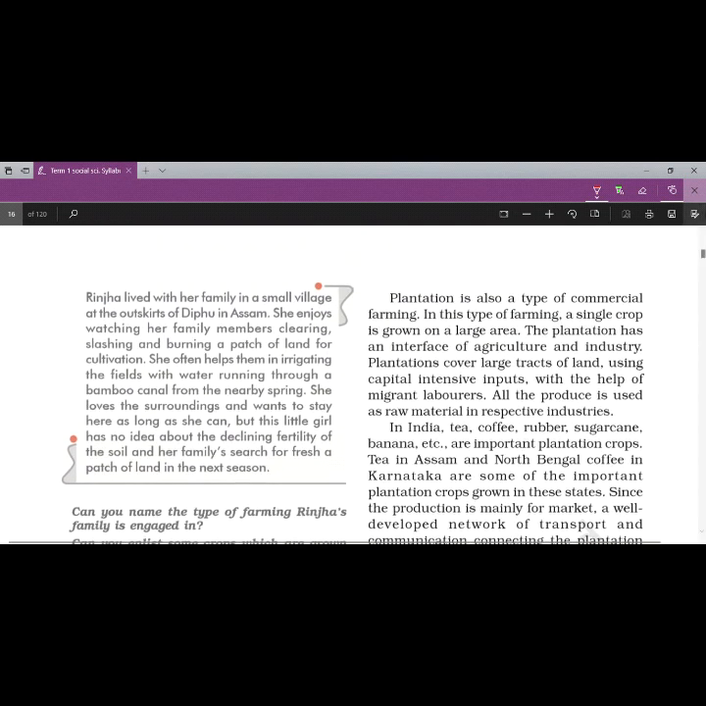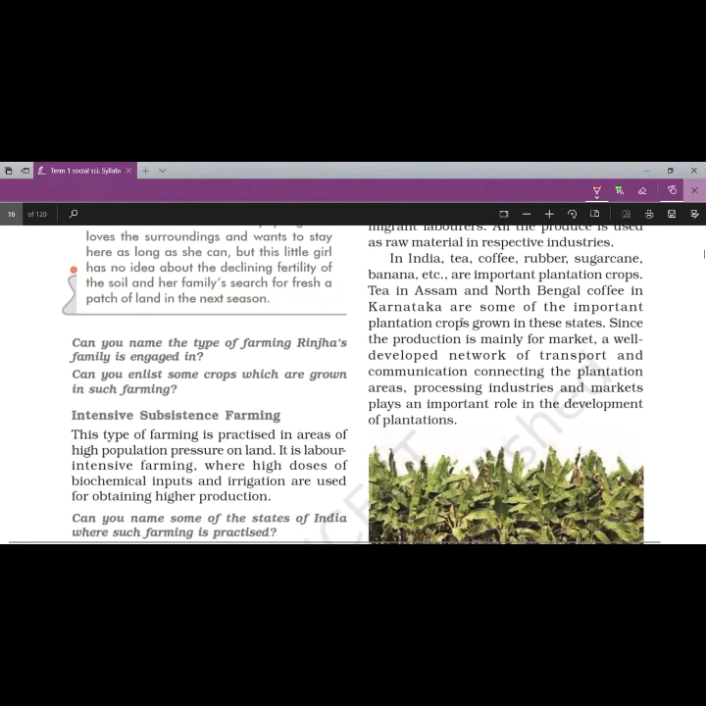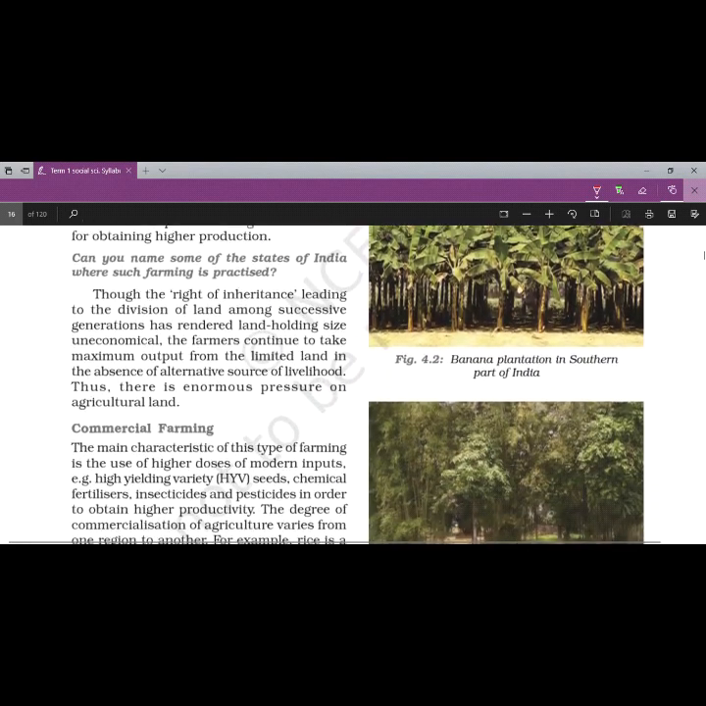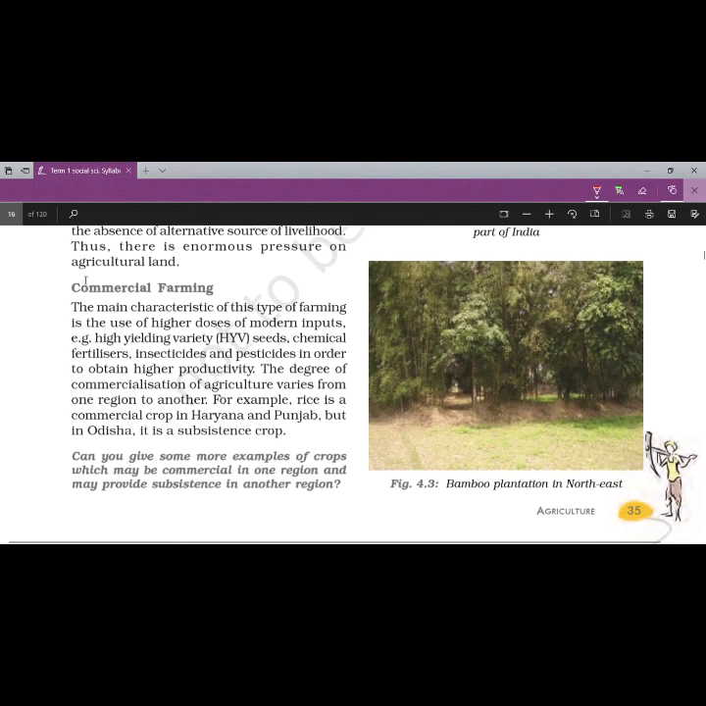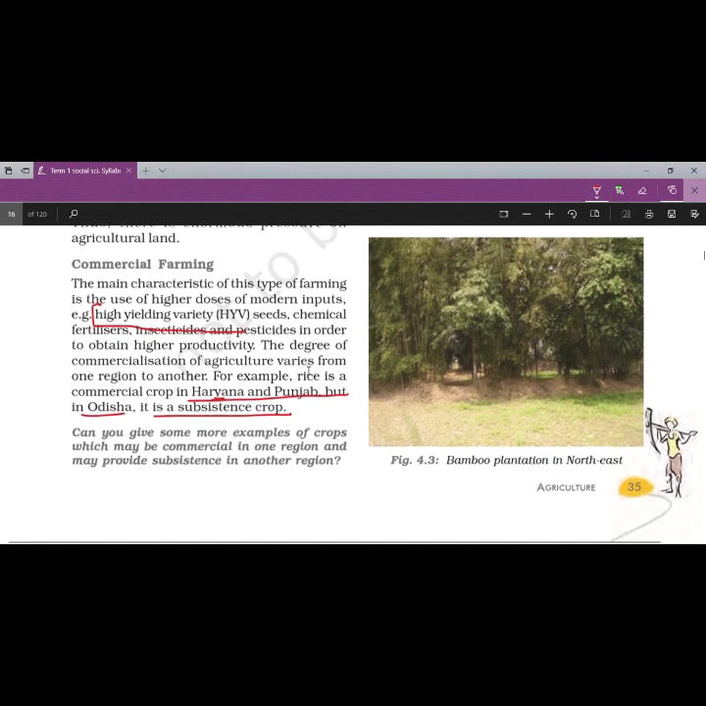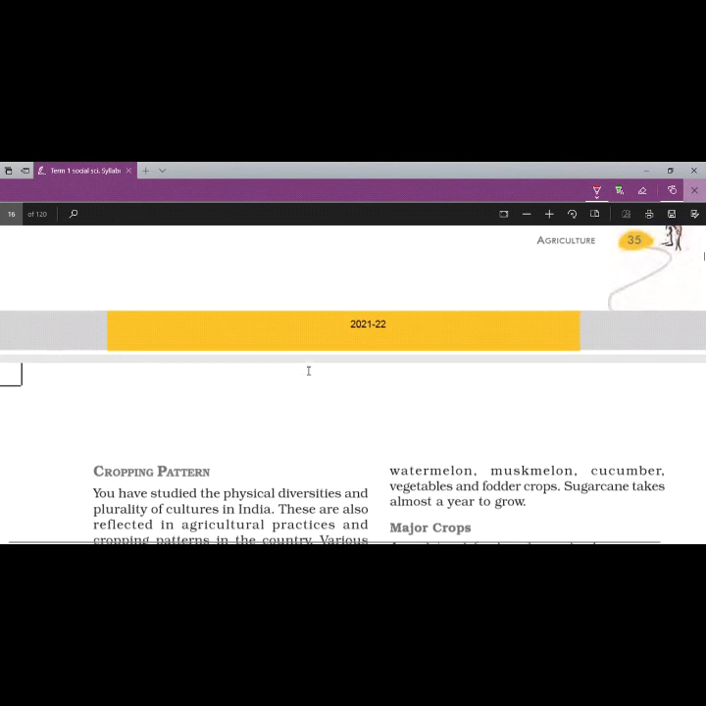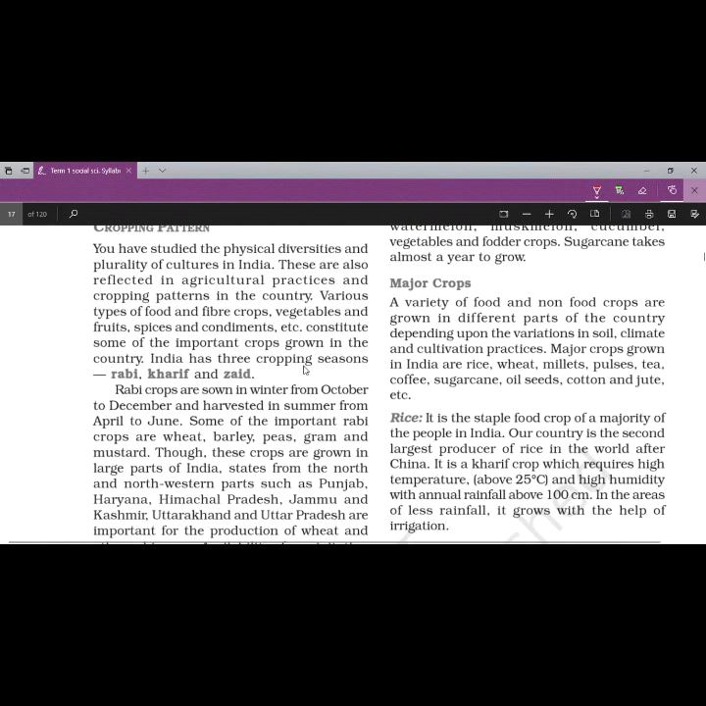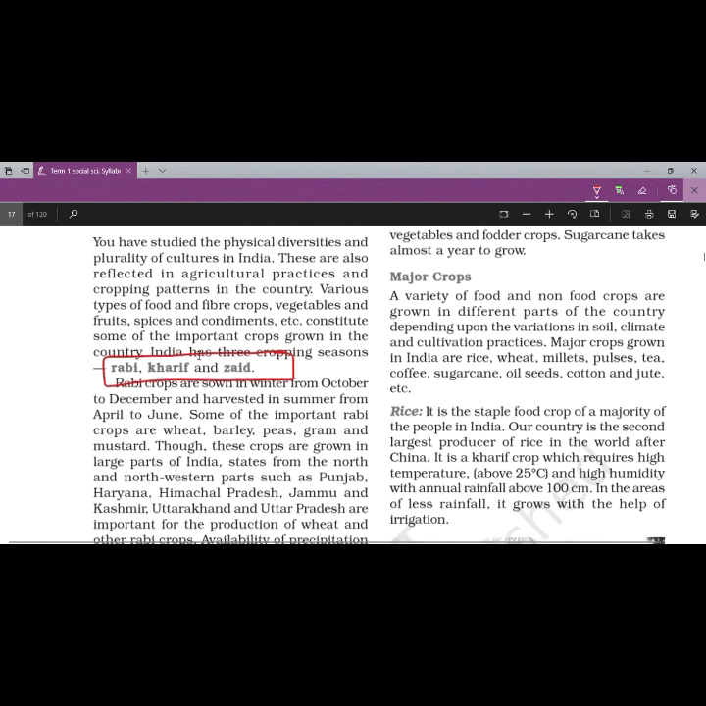Plantation is also a type of commercial farming, MCQ type question. Then in this chapter mainly you have to memorize the states, in which state which kind of crop you have. Then HYV, full form, high yielding variety. Rice is a commercial crop in Haryana and Punjab, but in Odisha it is a subsistence crop. Then cropping pattern. 3 kinds of cropping seasons: Rabi, Kharif and Zaid.